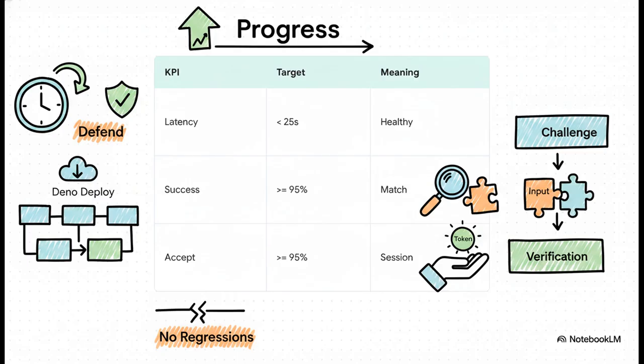Wire these exact KPIs straight into your existing dashboards. Your first solve latency should be comfortably under 25 seconds. That tells you the integration is healthy and not just spinning on retries. Your solver success rate needs to be 95% or higher, proving your inputs match the live challenge. And your end-to-end acceptance must also hit that 95% mark. Tracking these means you're going to spot regressions way before your users ever complain.